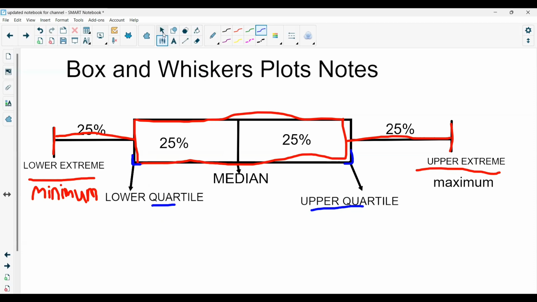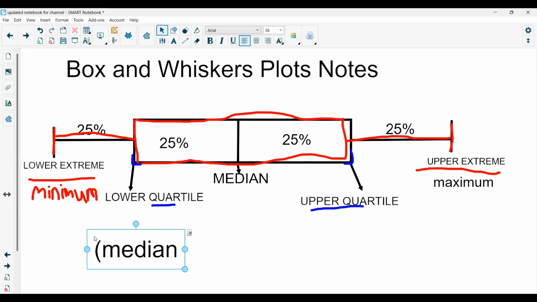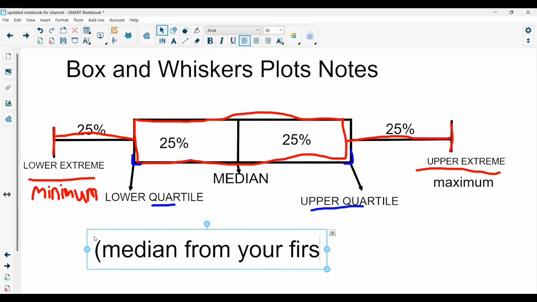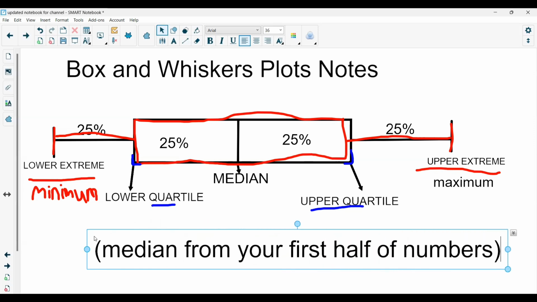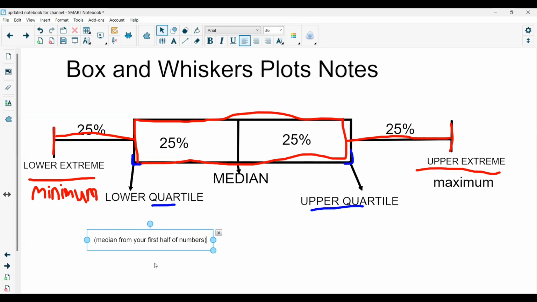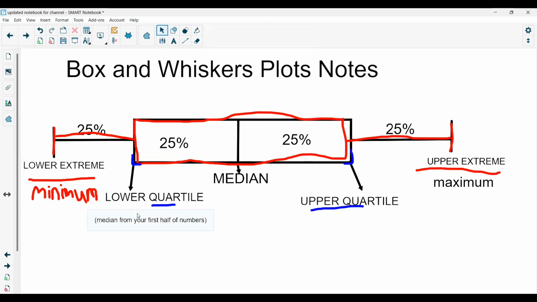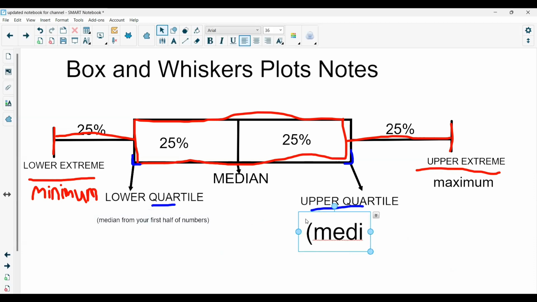So if you would like to write that out, what it actually means, lower quartile is your median from your first half of numbers. Okay, so that's your lower quartile, is your median from your first half of numbers. And this will make a lot more sense soon, I promise. All right. And your upper quartile is the median from your second half.